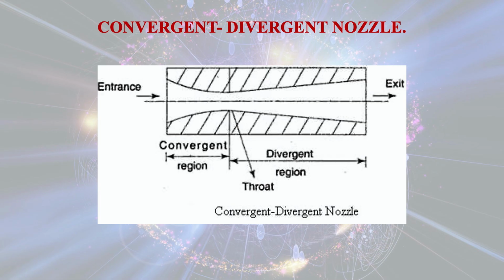This is the diagram of a convergent divergent nozzle. From the left side the fluid is entering into the convergent divergent nozzle and it is leaving out through the exit section, and the throat is where the area of cross section for this convergent divergent nozzle is minimum. So the left section is the convergent region, and from the throat to the outside on the right-hand direction is the divergent region.